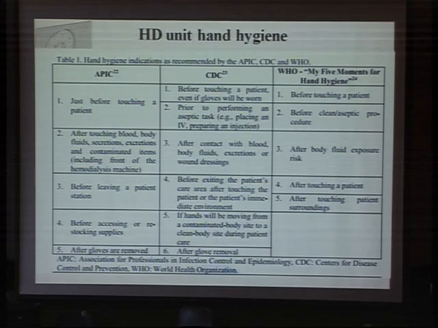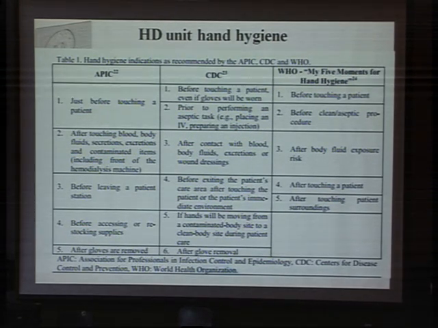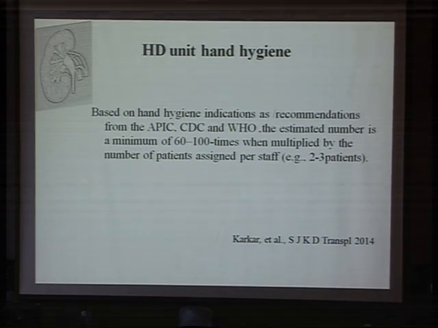A very nice publication, you will see in the next slide, calculated that if we follow the APIC or CDC schedule for a patient in the hemodialysis unit, and we wash our hands according to this schedule, then if you are caring for 2 to 3 patients, you will wash your hands from 60 to 100 times. It's a multiplication. I think if you read this, it may make you lack confidence to wash your hands. It's too tasking. How could I wash my hands this many times?